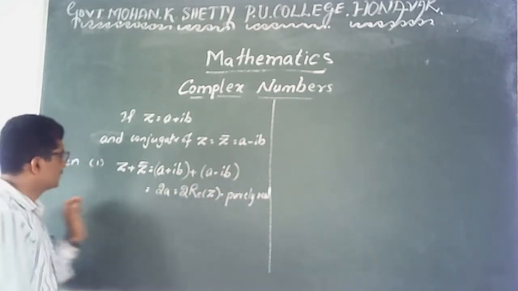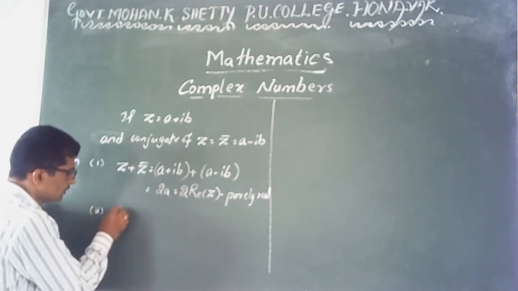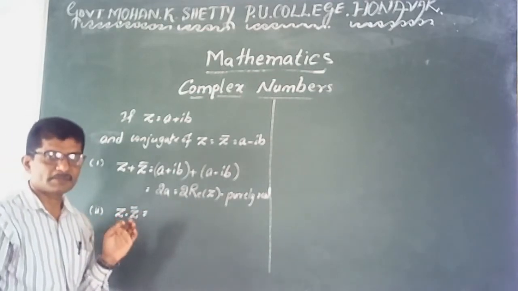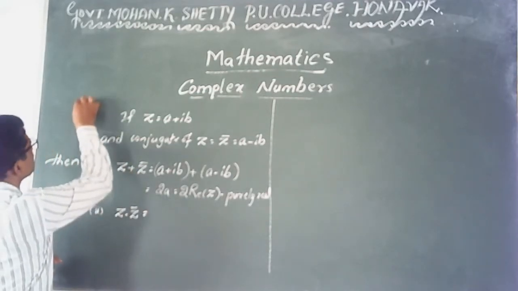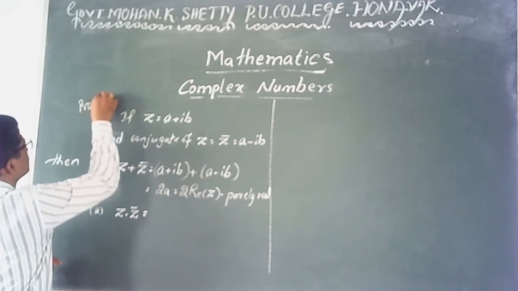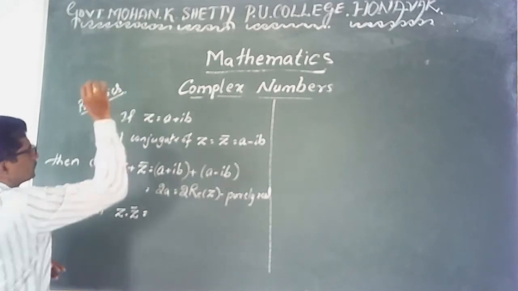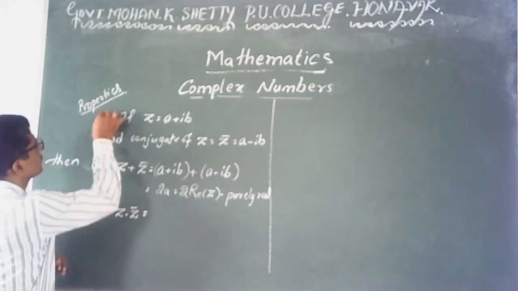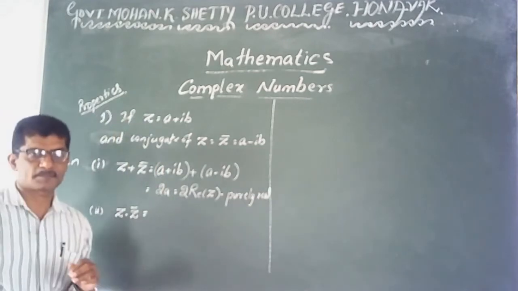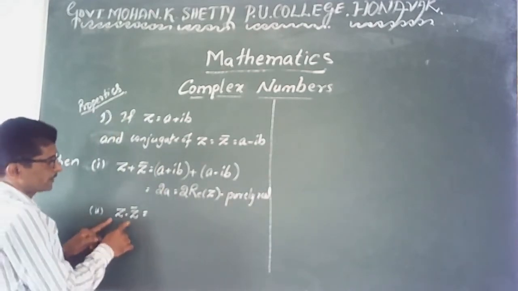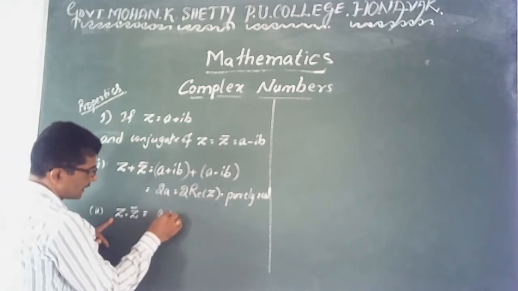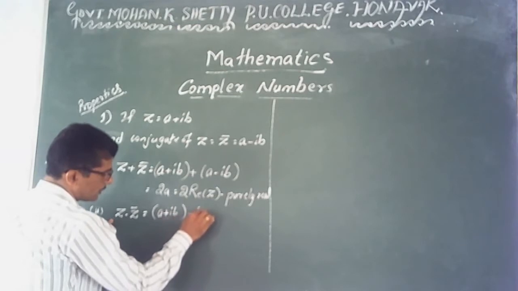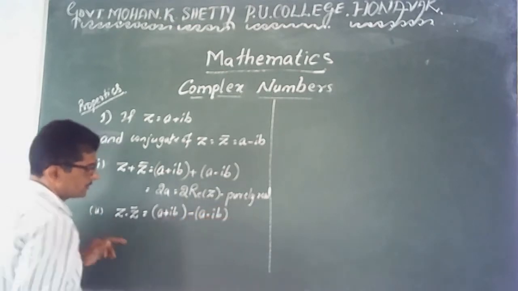Now the second one: the difference of the conjugate pair, z minus z bar. You can say that these are the properties. Right? The difference of the conjugate pair is equal to a plus ib minus a minus ib. Its value is also the difference.